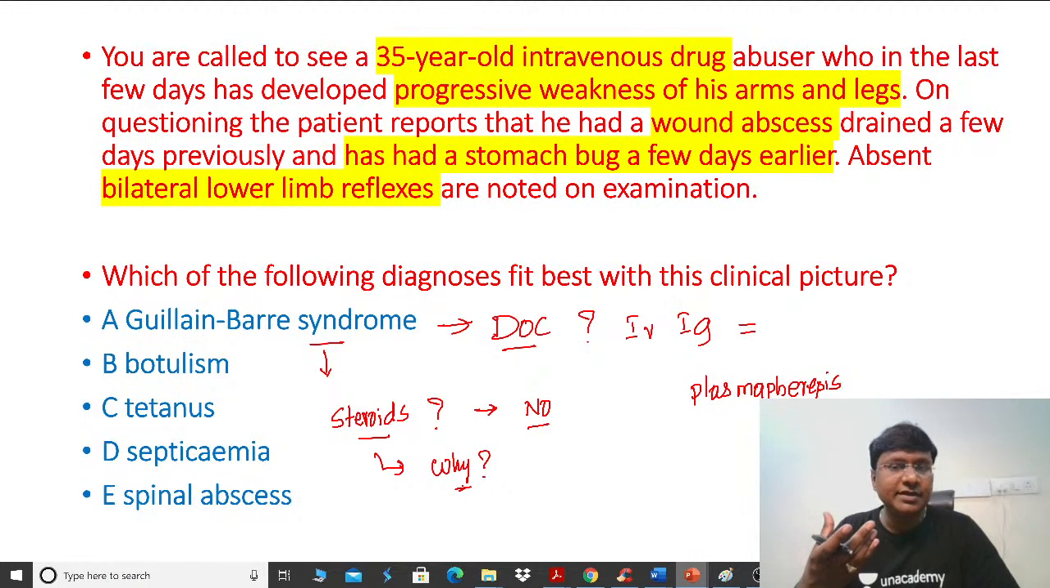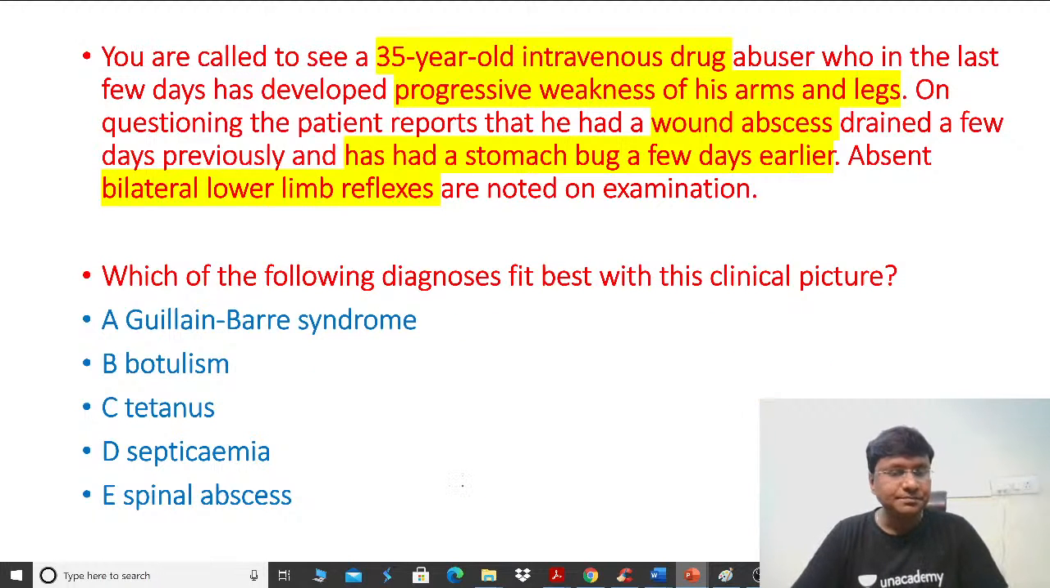So in patients with Guillain-Barré syndrome, antibodies are already formed against your Campylobacter jejuni. Antibodies are already formed against your viruses. There is no new antibody formation in Guillain-Barré syndrome, and that is the reason why there is no role of steroids. Right, very good, Ashwin Brady.